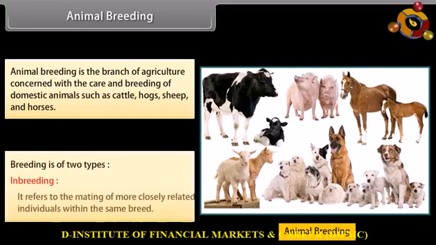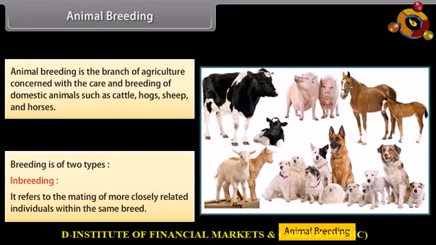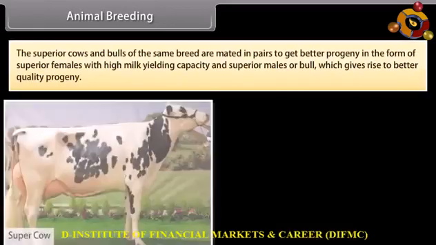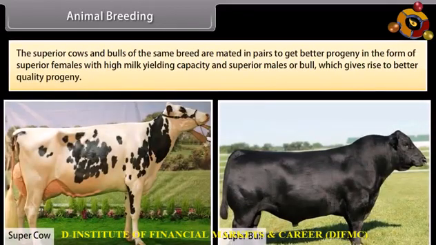Inbreeding. It refers to the mating of more closely related individuals within the same breed. The superior cows and bulls of the same breed are mated in pairs to get better progeny in the form of superior females with high milk yielding capacity and superior males or bulls, which give rise to better quality progeny.